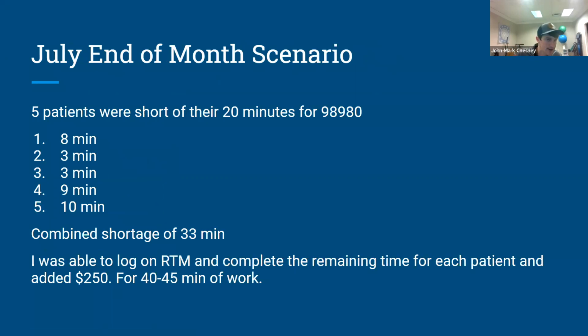So this is a similar scenario to one that we had over the summer, but this one we had actually at the end of this month. There were 5 patients. One patient was 8 minutes short, one was 3, the second was 3, one was 9, one was 10. So it was a combined shortage of 33 minutes. And they were all short again of getting their 20-minute threshold.